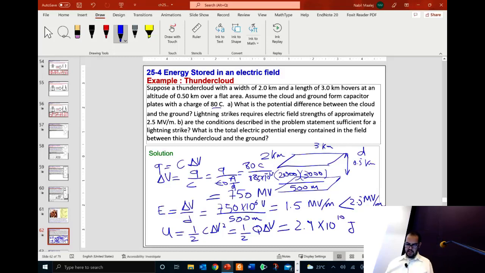That's 290 billion joules. So you can convert that into kilowatt hours, and you can determine it's probably enough to give energy to Abu Dhabi for 1 day. If only we could find a way of harnessing the energy from the clouds, that would be a Nobel Prize.